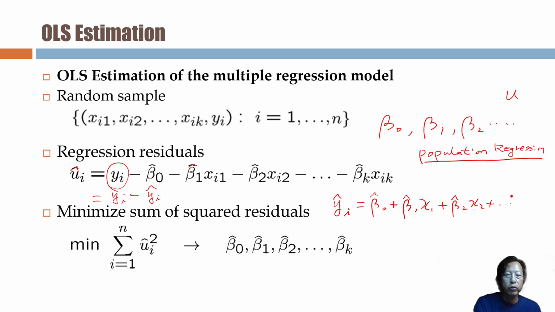And then we try to minimize this summation of the squared errors, right? And then we decide beta 0 hat, beta 1 hat, and so on. So it is the same logic we have seen in the simple regression. The only difference is that we have multiple parameters. It's not just beta 0 and beta 1. We have beta 2, 3, 4, 5.